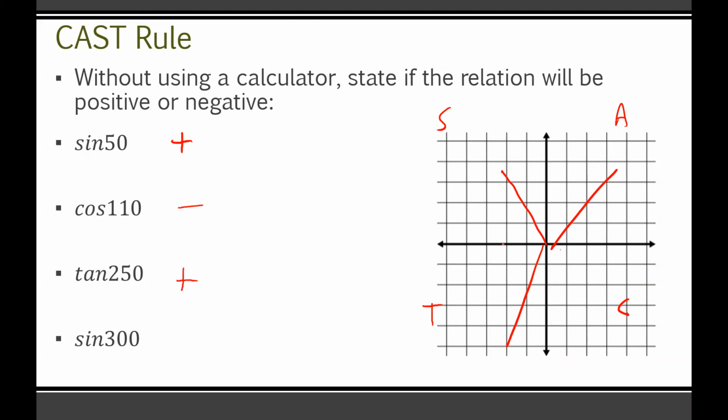Last one, sine of 300. 300 is over here somewhere. Notice that's in the C quadrant. Cosine is the only thing positive here. Obviously, we're talking about sine though. Sine is not cosine, so we're going to say negative.